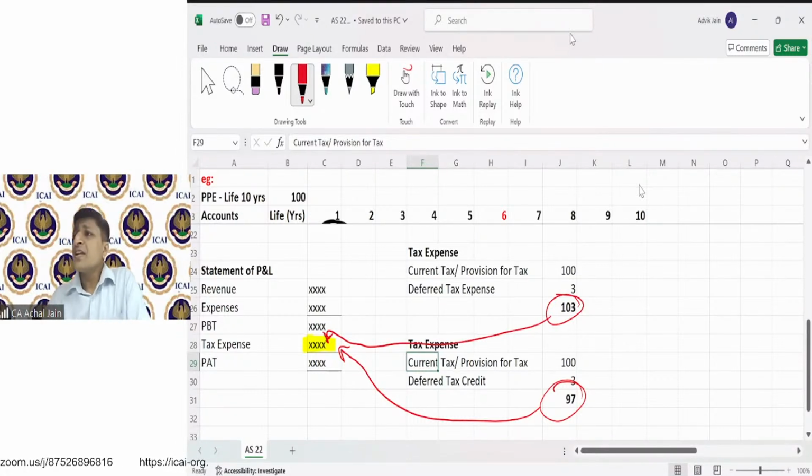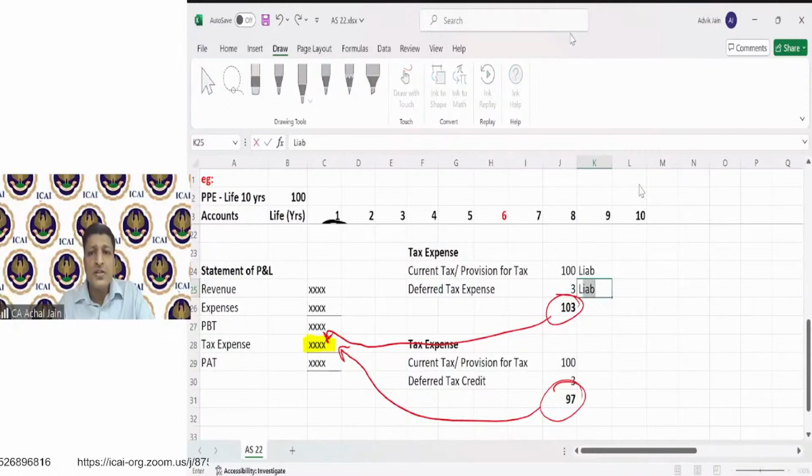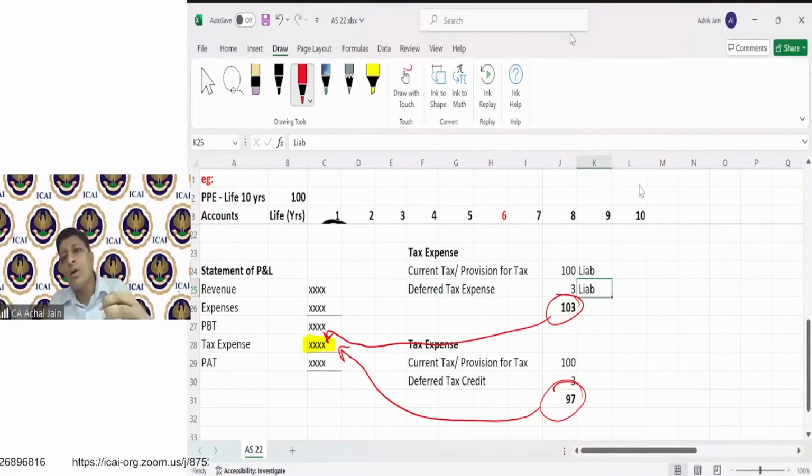Now Srinivasan is asking, sir, is income tax paid different from the tax expense? Yes. See, in this example, let's suppose we have recorded this tax expense. Corresponding to this tax expense, there will be a liability also. And this deferred tax expense, we also discussed, there will be a liability. So all in all, there will be a liability of 103.